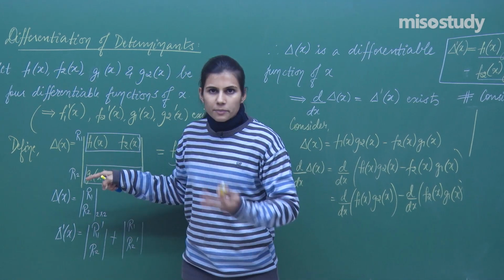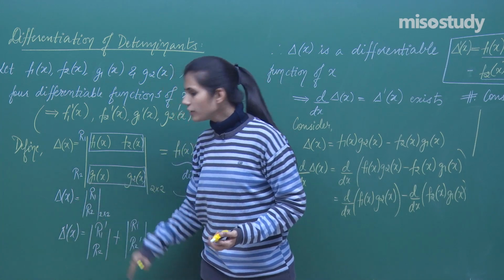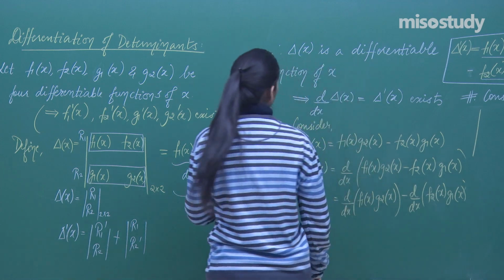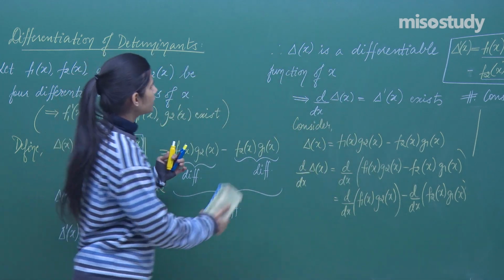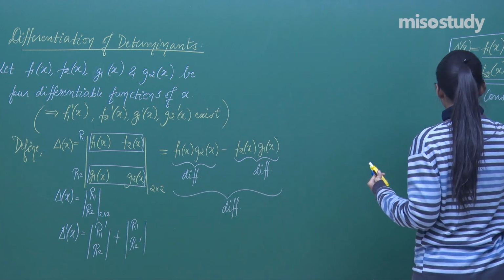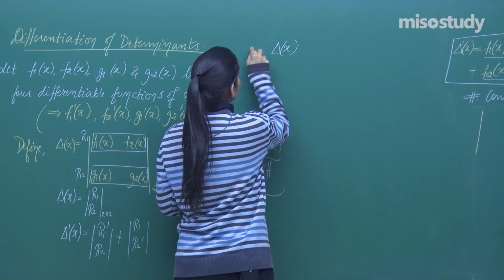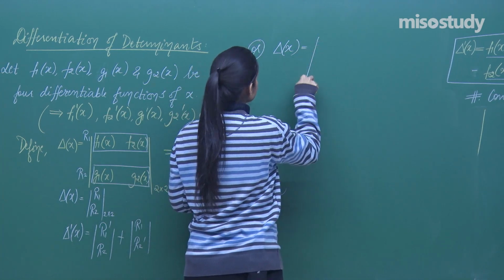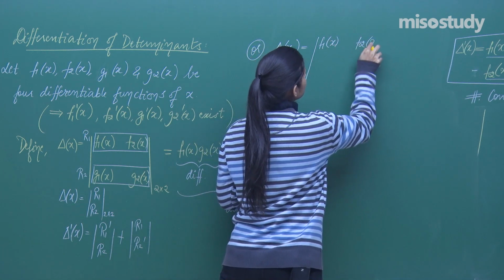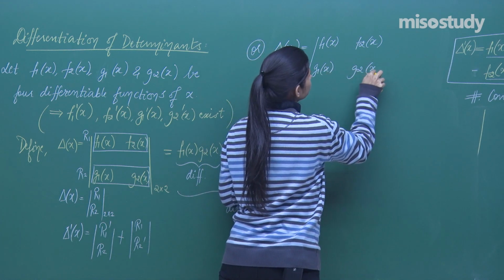Right, now what did I do in the previous case? I considered the row aspect of it. I can alternatively write delta x as row 1, row 2. Now I will consider it in a separate format. How will I consider it in a separate format? Let me rub this. I'll show you. Okay, so alternate way of writing delta x. What is delta x actually? It is f1x, f2x, g1x, g2x.